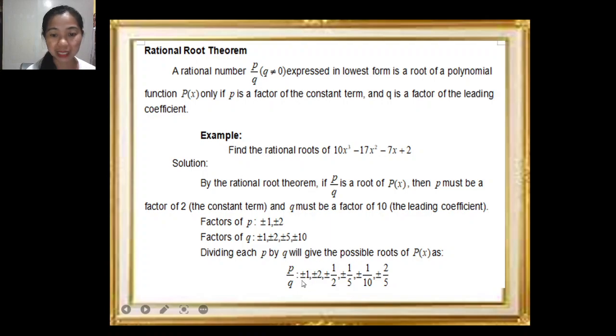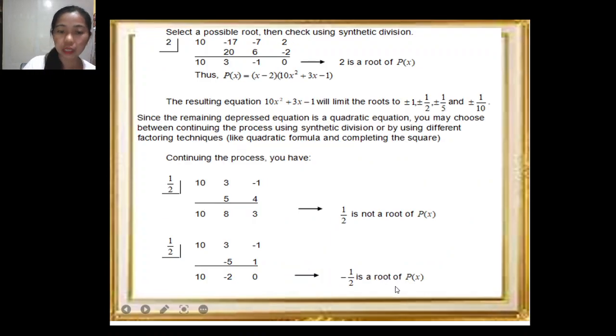So, ito na yung mga possible root natin. Rational root: positive, negative 1, positive, negative 2, positive, negative 1 half, positive, negative 1/5, positive, negative 1/10, and positive, negative 2/5. Ay, anong sunod? Pag nakuha na natin yung possible root, i-apply na natin si synthetic division. Kuha ka lang ng isa doon sa inilista mo na possible root. Let's say, ang pinili ko ay positive 2.